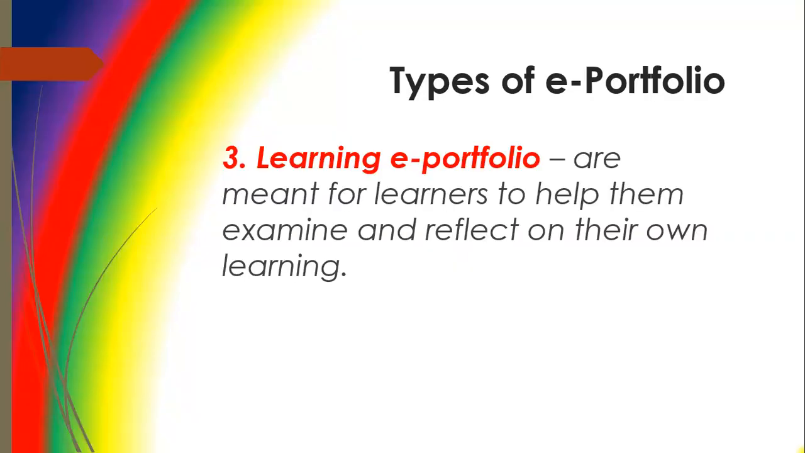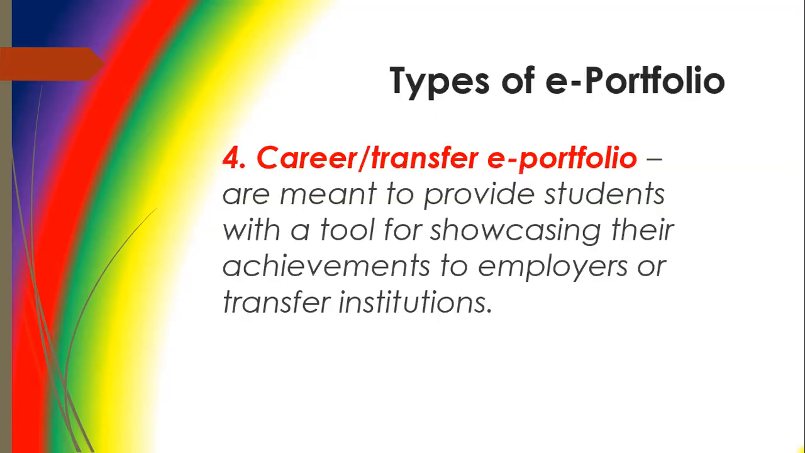The third one is the learning e-portfolio. These are meant for learners to help them examine and reflect on their own learning. Lastly, the fourth type of e-portfolio is the career or transfer e-portfolio, from the word itself. These are meant to provide students with a tool for showcasing their achievements to employers or transfer institutions, supposing they're going to apply for a job or to transfer to another school or shift to another course.